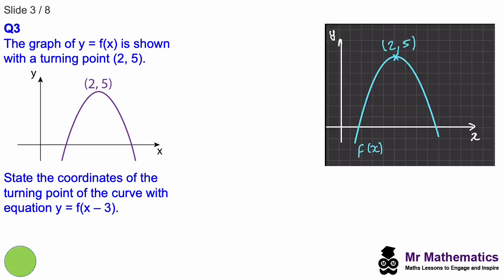So here we have a function of x, and the turning point is at 2, 5. So when x equals 2, y equals 5. Now we're going to transform this function through f of x minus 3. And this means we move the function 3 units to the right. So it's a horizontal translation, 3 units to the right. So this point becomes 5, 5.